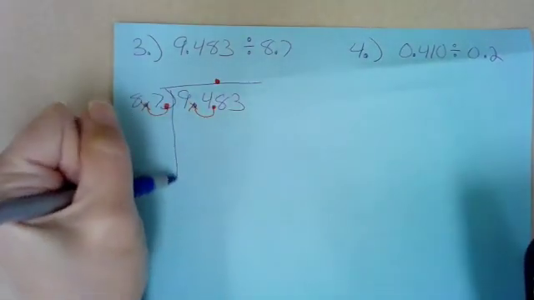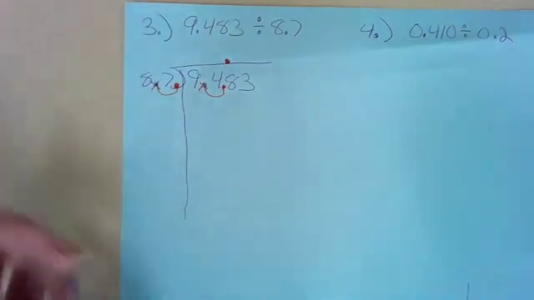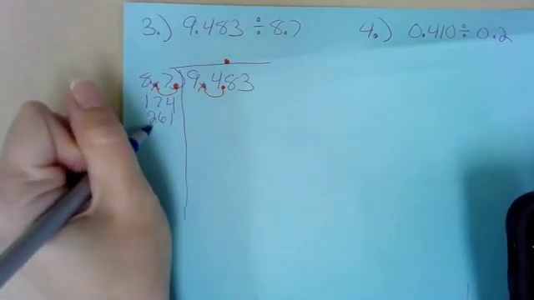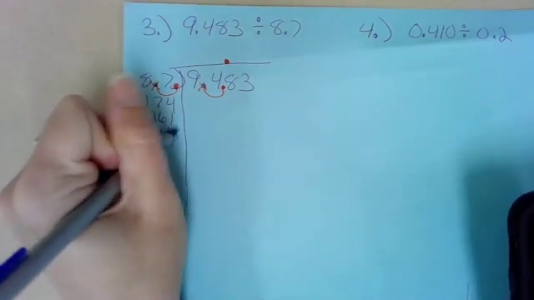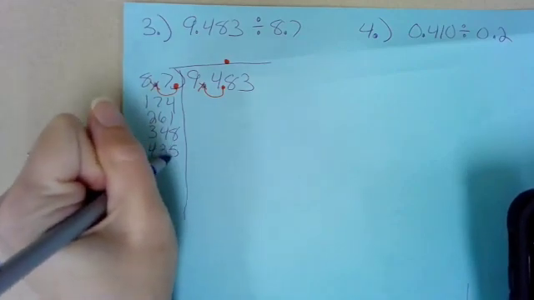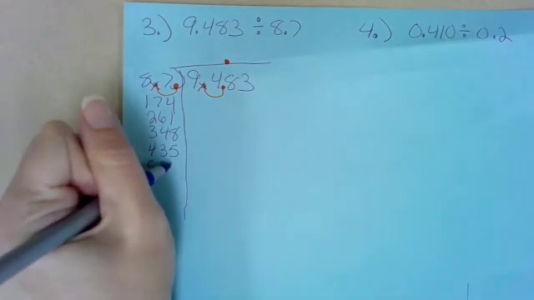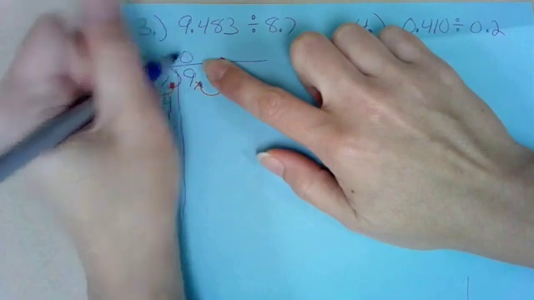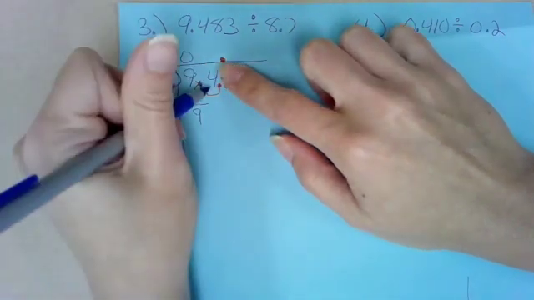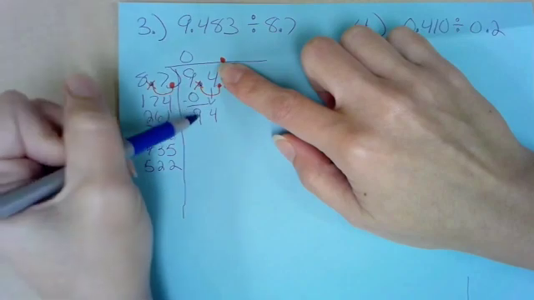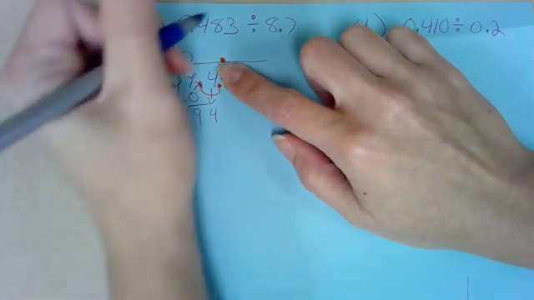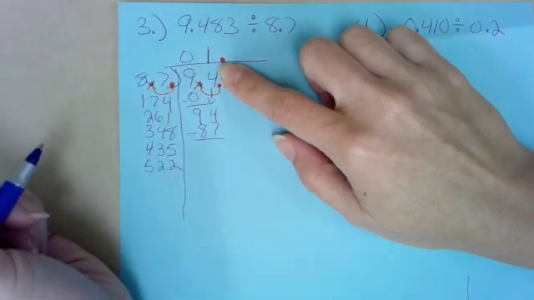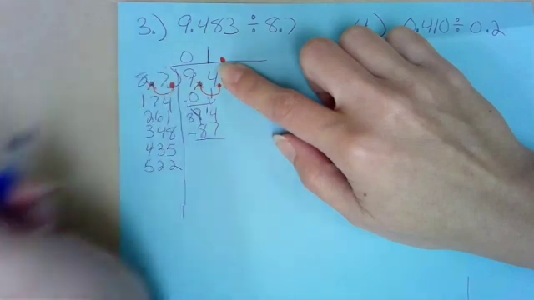We're going to list our multiples of 87. That's 174, 261, 348, 435, 522, and that's probably enough. 9 divided by 87, can't do it. Bring down the 4. 94 divided by 87, 1. 1 times 87 is 87. We're going to have to do some regrouping to subtract.